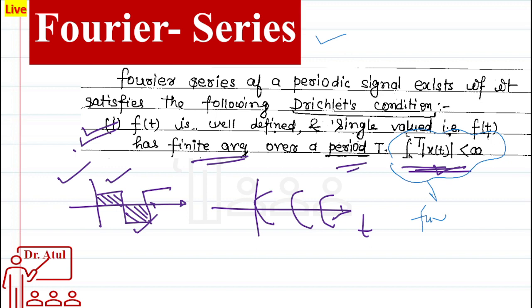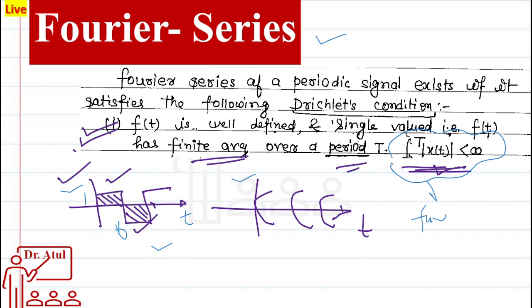Here I have given one example. One square wave is given. You can see it is well defined. It has one value and zero value here, one value here and zero value here, and it is single valued, meaning at every time instant there is only one value of this signal, and it has a finite average. The average is zero, which is finite over the time period.